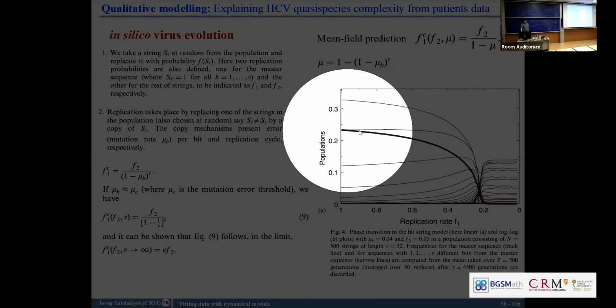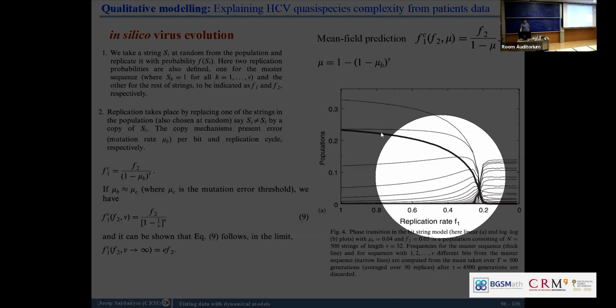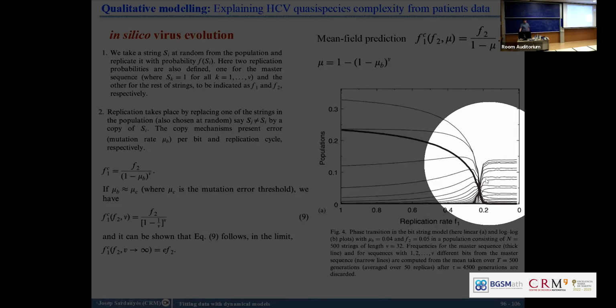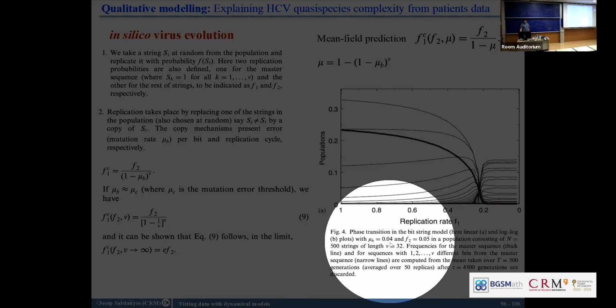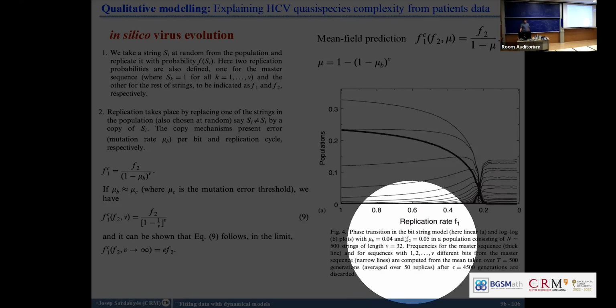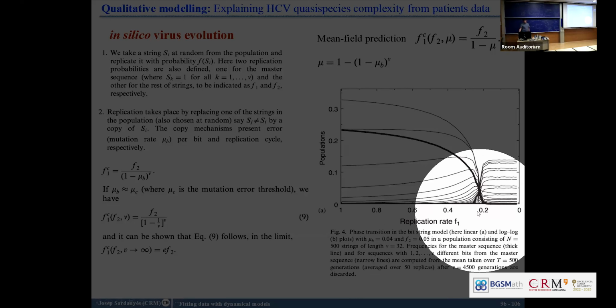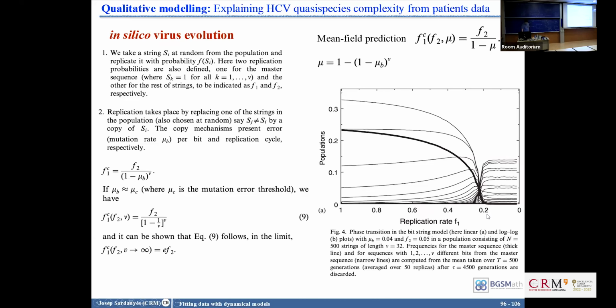The thick line is the master sequence, and the thin lines are all the mutants that appear with a mutation rate of 0.04, fixing the mutation rate of the mutants and decreasing the replication rate of the master sequence. This is the error threshold. So here there are no more master genomes. Can we explain those results with this model?